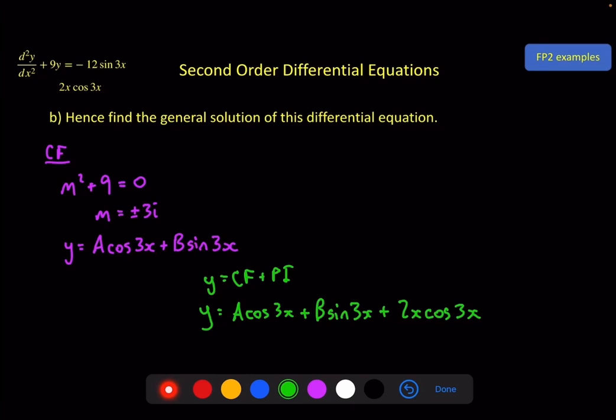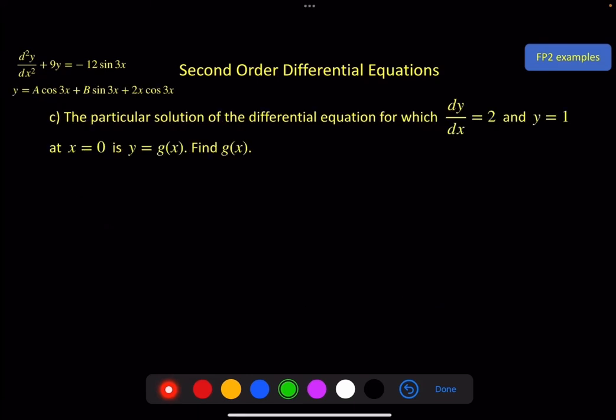Part C is the new part in this video, applying the boundary conditions given in the question to find the particular solution. So here's the general solution from the previous screen. Now we need the particular solution, and to do this we need to apply what we know. First of all, we know y equals 1 at x equals 0. Don't worry about the different notation here. They're saying g of x is equal to y. It's the same thing. Just make sure your final answer is a g of x equals rather than a y equals.